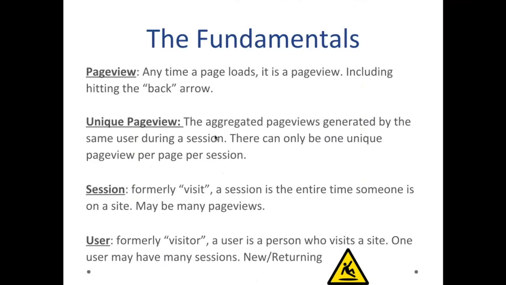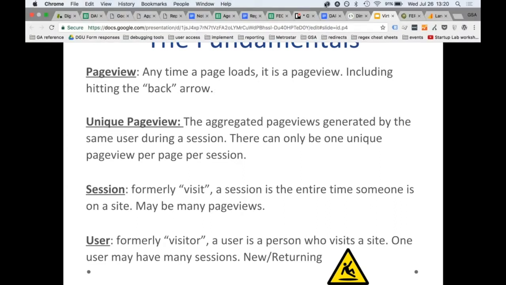So there's also a concept in Google Analytics called unique page view. Now this is an interesting one. So the aggregated page views. So a unique page view is essentially the aggregated page views generated by the same user during a session. However, there can only be one unique page view per page per session. So let me give you an example of what that means, because that can be confusing. And also to note, this is a kind of terminology that I don't recommend folks dive into in your reporting when you're first starting out. I would save this for later on for very specific types of analysis. So if you don't get this concept right now, that's okay. I would say the other concepts are more important at this point.